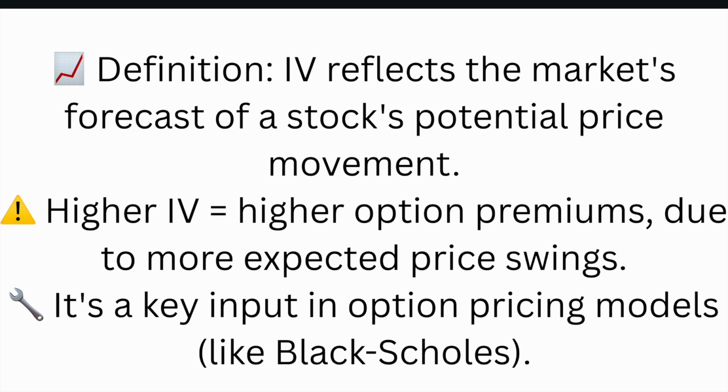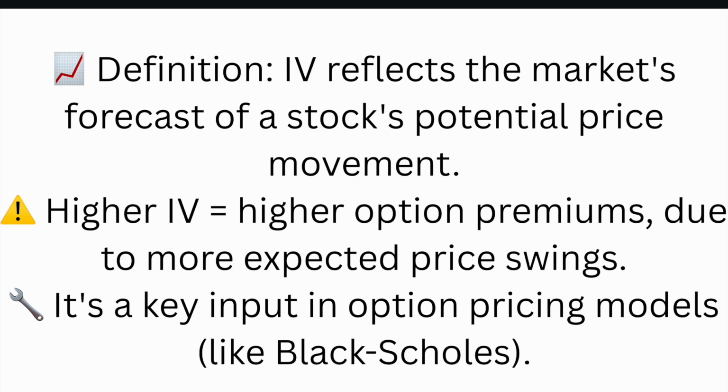IV Crush has to do with implied volatility. Now, implied volatility, or IV, reflects the market's forecast on a stock's potential price movement. Obviously, we don't know what the price movement will be in the future, but it's showing the potential based on probabilities. If you have a higher implied volatility, there's going to be higher option premiums, and that's because there's more uncertainty about where the stock will be. It could either go up a lot or down a lot.